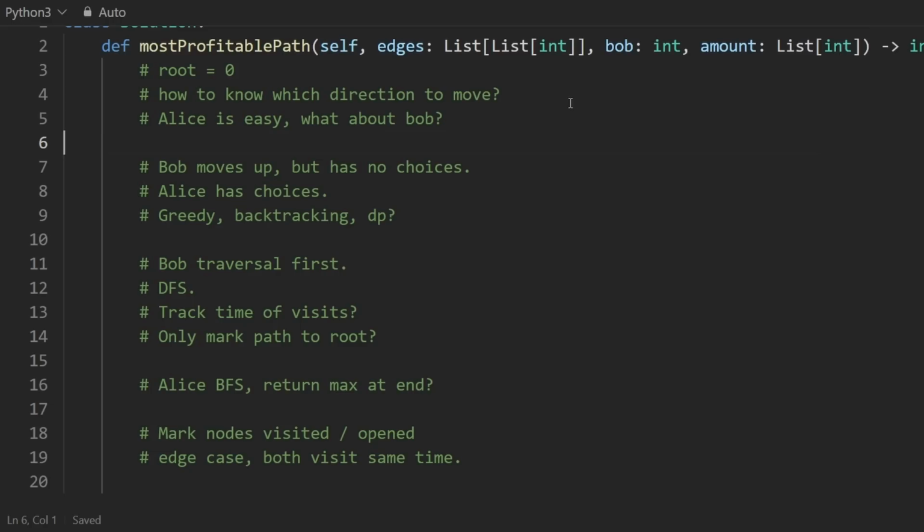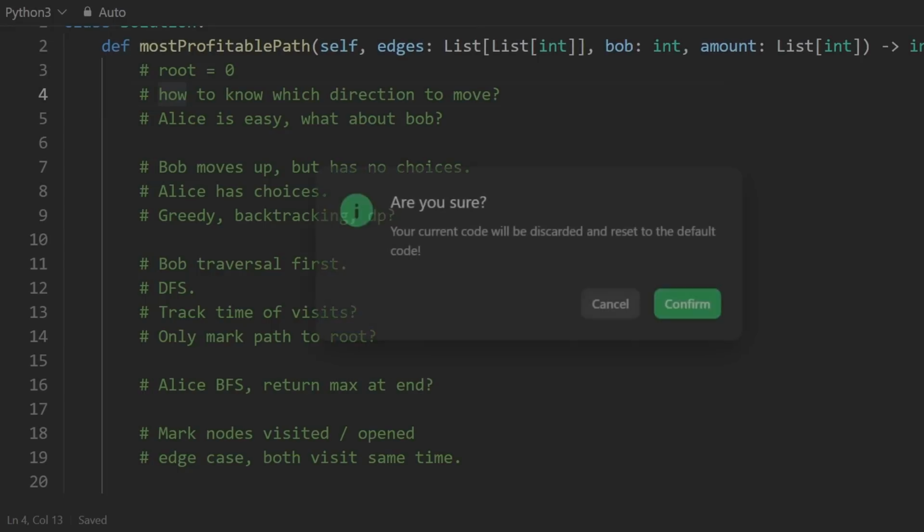If you have any interest in seeing my original thought process when solving this problem, this is what it is. But just keep in mind, I didn't actually write these notes from top to bottom. I kind of filled them in randomly. That's kind of how my brain works, but I will reset this.